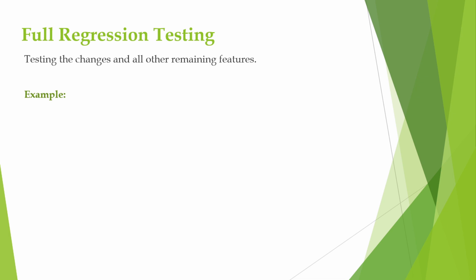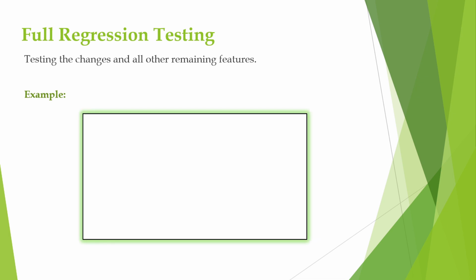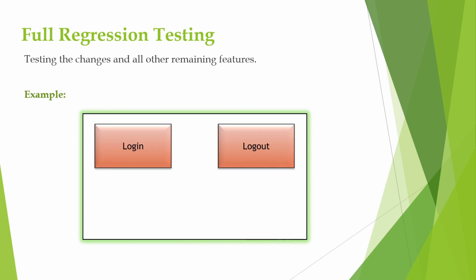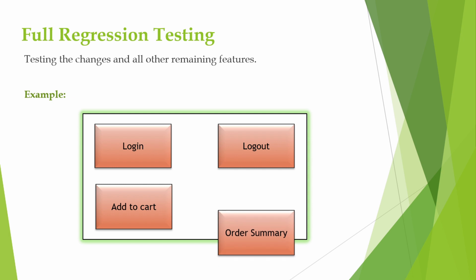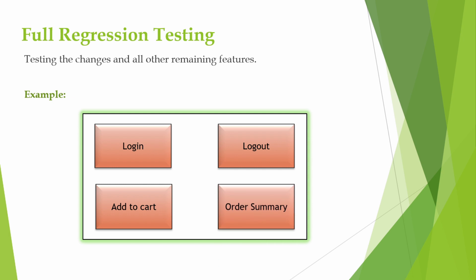Now let's see an example for full regression testing. When we develop an application, we develop features like login, logout, add to cart, order summary, profile, product list. Like this, we develop so many features. Here, when a testing team finds a defect in one of the features, it would be difficult for them to find the impacted regions. Now the development team will fix the defect. Let us take order summary as an example, and they will send it for retesting.